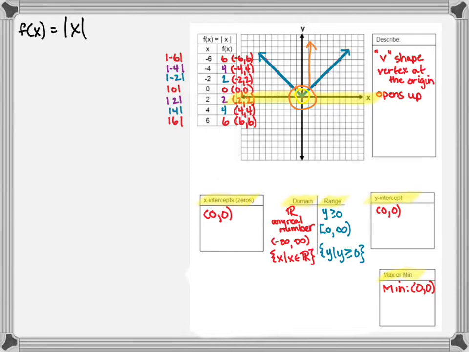I'm going to add another attribute. I'm going to add symmetry. And we could imagine folding this graph over the y-axis here, and this graph would fold onto itself. So we have symmetry over the y-axis, or I could write the equation of the y-axis. I could say symmetry over the line x equals 0.